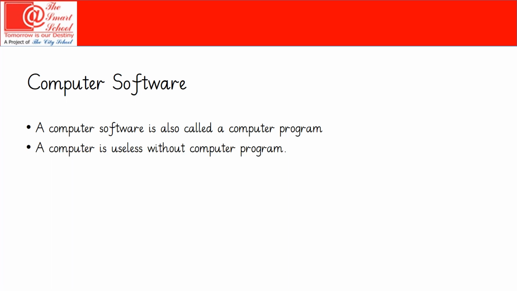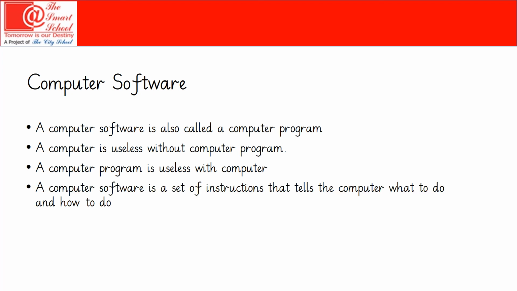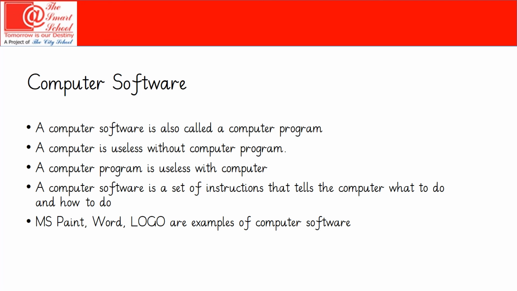Can you tell what a computer software is? A computer software is called a computer program. A computer is useless without a computer program. A computer program is useless without a computer. Computer software is a set of instructions that tells the computer what to do and how to do. MS Paint, Word, Logo are examples of computer software. There are many other computer softwares that we use in our daily life. For example, Microsoft Windows.